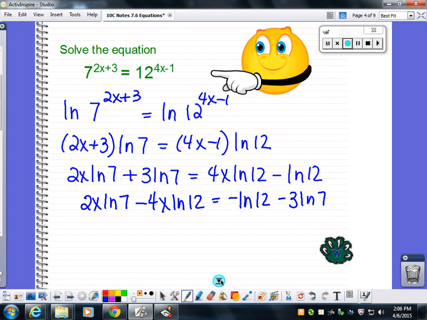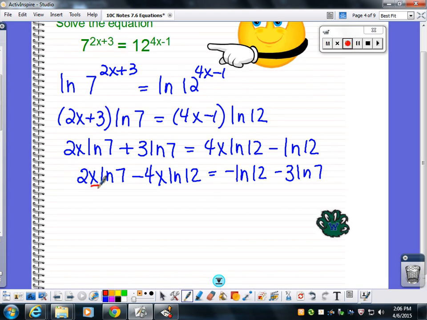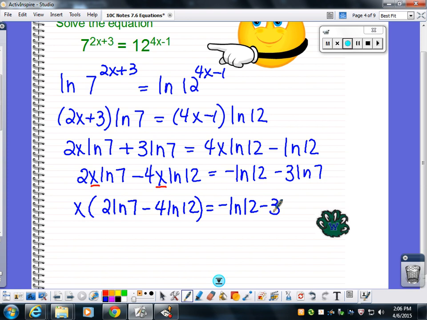So hopefully at this point you see that both of these terms have this x. So I'm going to factor that out. I know I can factor out a 2x. Remember, I want to get x by itself, so I just want to factor out the x. I'm saving myself a little bit of work here. All right, so x times 2 natural log 7 minus 4 natural log 12 is equal to natural log 12 minus 3 natural log 7.